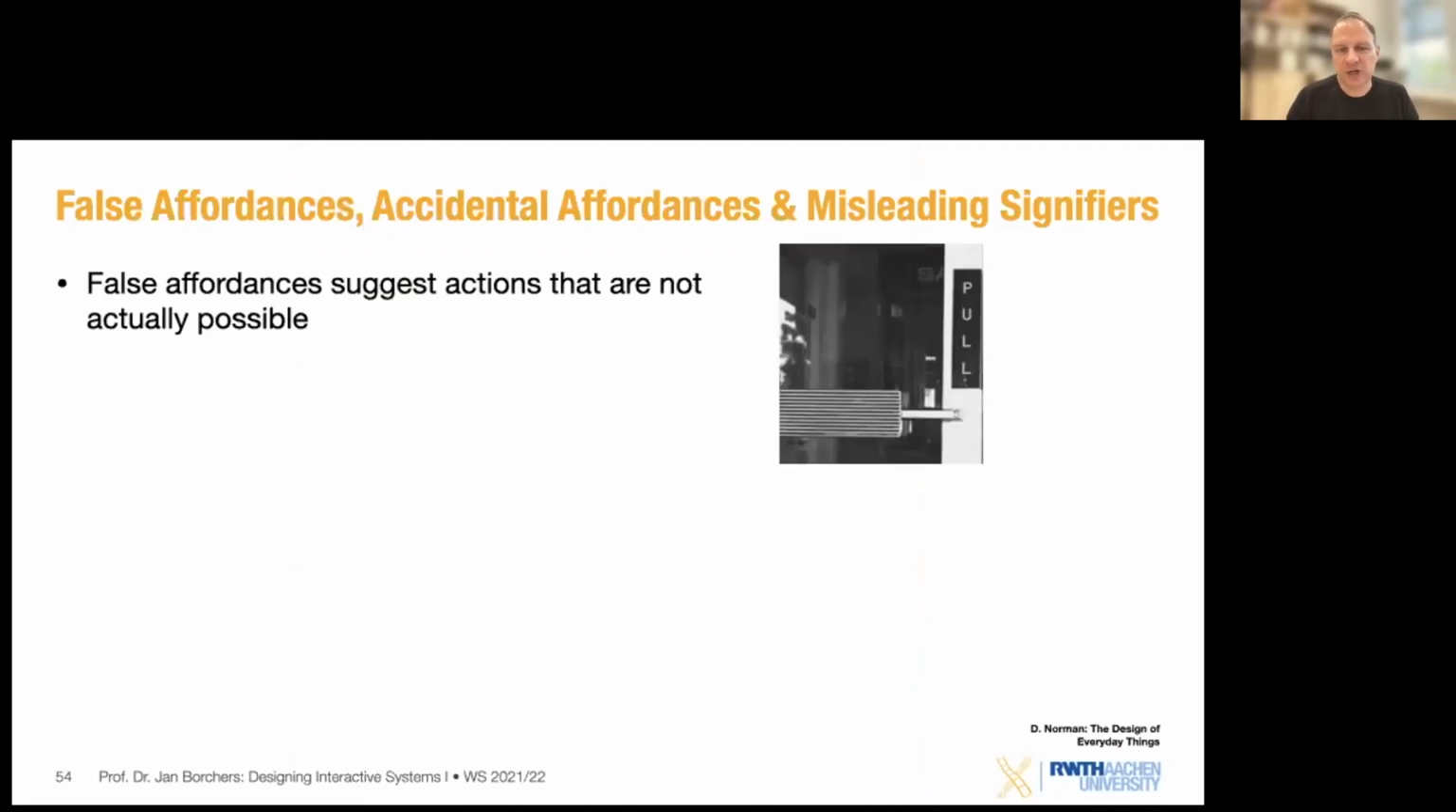First example of that, the door that had this flat panel to push on, that was suggesting to push, and that was a false affordance. It needed to get fixed by adding a signifier that says you need to actually pull, adding a label here.